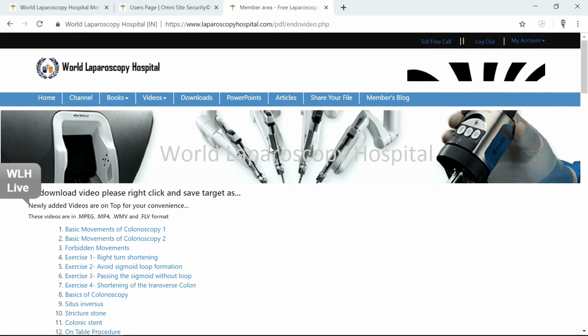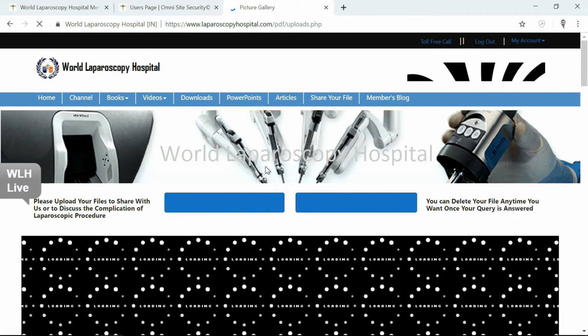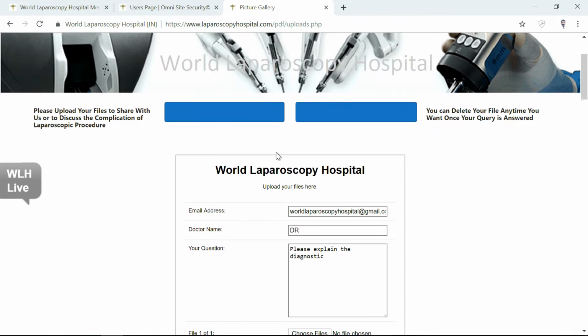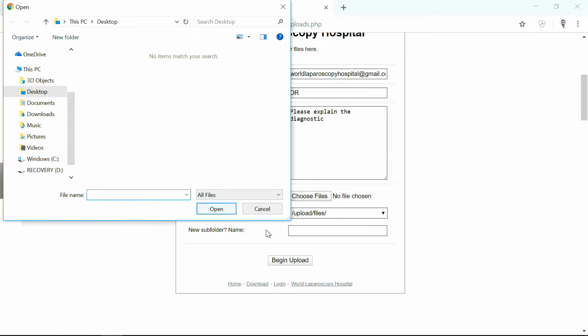Another beautiful support we have given for our laparoscopy as well as endoscopic surgeons, as well as robotic surgeons, is this: share your file with the faculty. What happens is, suppose you did endoscopy, and after doing endoscopy you are confused with the diagnosis, and you have a picture already taken, just go, put your name, choose your picture and upload it here.